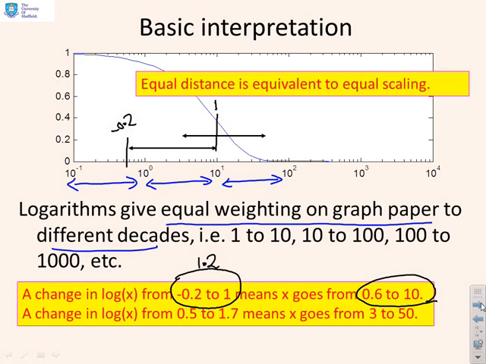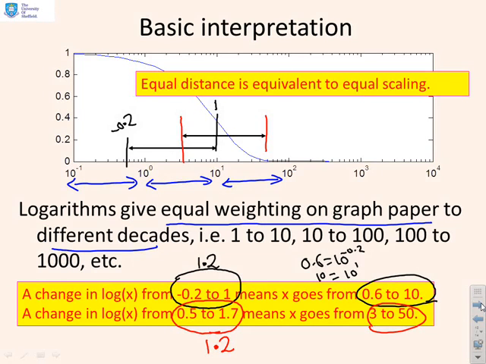So in other words, 0.6 equals 10 to the power minus 0.2, and 10 equals 10 to the power 1. Okay. Now let's look at the other vertical line. So this one here. In this case, the log values went from 0.5 to 1.7, which is also a change of 1.2. So you can see both those lines have got the same change. The underlying values of x were 3 and 50.